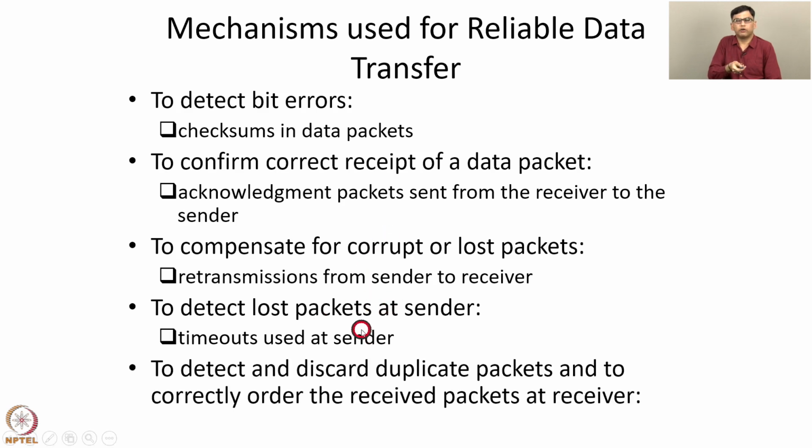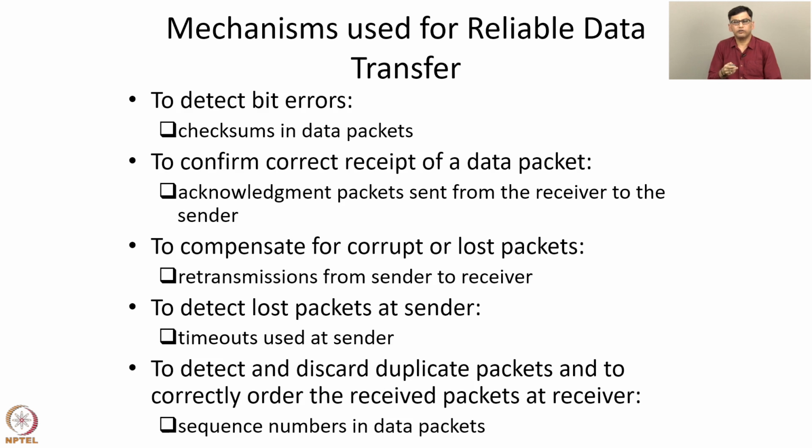Now, how does a receiver detect duplicate packets and correctly order the received packets? This is done by adding sequence numbers in data packets. The first packet might have a sequence number of 1, the second packet will have a sequence number of 2, the third packet has a sequence number of 3, and so on. So by looking at the sequence numbers in packets, the receiver can put the received packets in the correct order, even if they are reordered in the network.